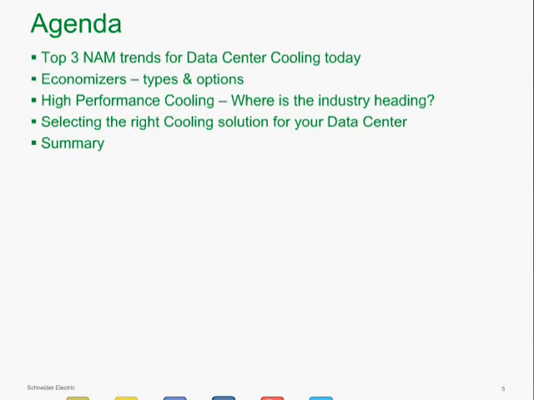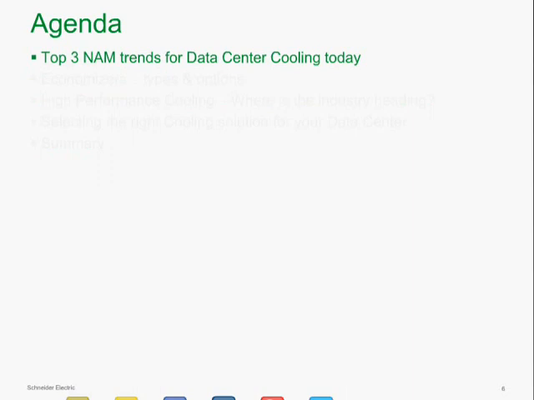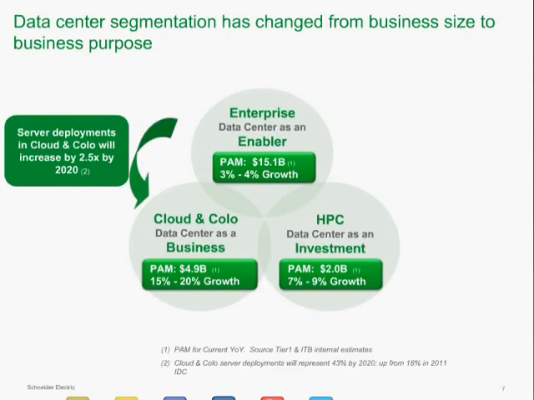And let's talk a little bit first about what's happening with data centers as a whole today. If you look at the industry, I think bar none, the biggest change that we're seeing is this massive movement towards outsourcing with cloud and colo. If you look at various industry estimates, we're really looking at about a 2.5x or even higher increase in deployments to cloud and colo through the end of this decade.